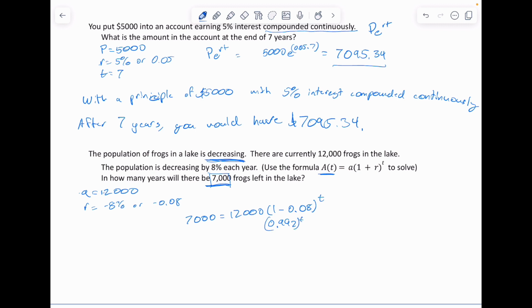Over here, we're still dealing with 12,000 as the initial amount, where we're starting at, the current amount. And we want to look at how long it will take to get to 7,000. So let's isolate t, isolate our variable. Get rid of this 12,000 by dividing by 12,000. Do to one side, you must do to the other side. You can cancel off 3 zeros on both sides. So we got 7 over 12 equals 0.992 to the power of t. Well, I don't know how to figure that directly.